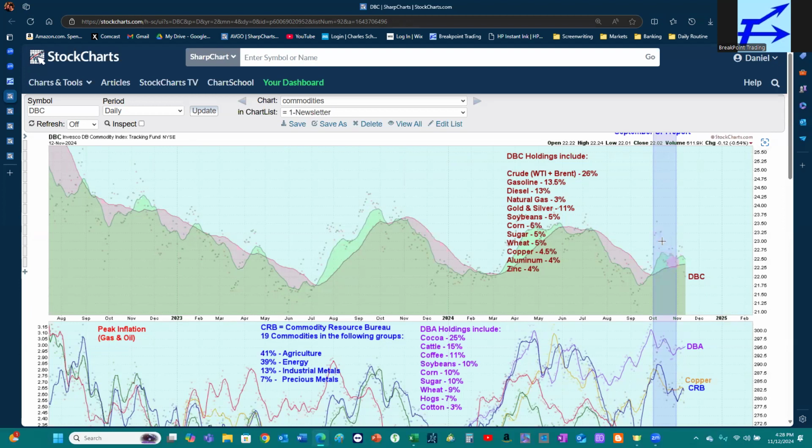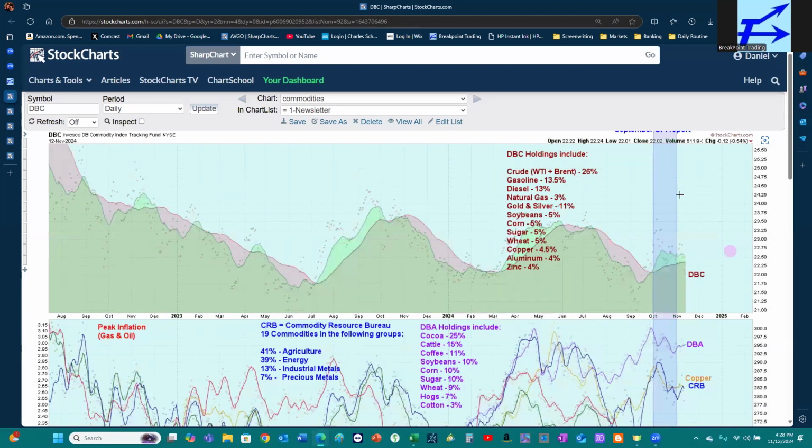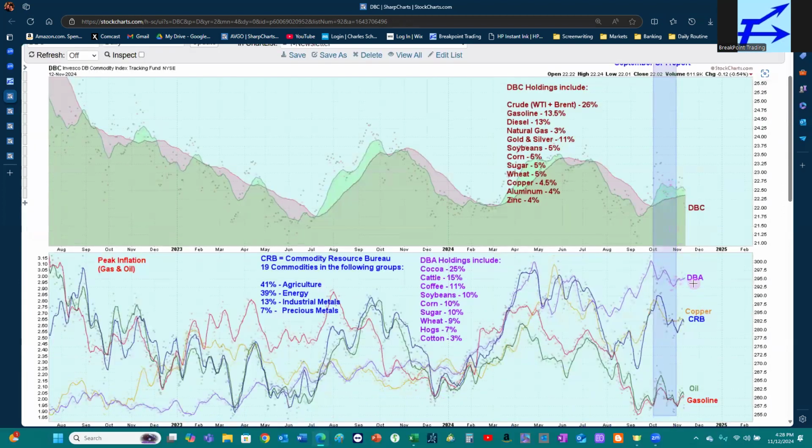So this is going to actually help CPI. If this was not the case, and you can see down here, DBA is all of these. This is mostly food commodities. And the CRB, which is this blue one right here, CRB are agriculture, energy, and metals. So DBA is elevated, but it came down as well in October.